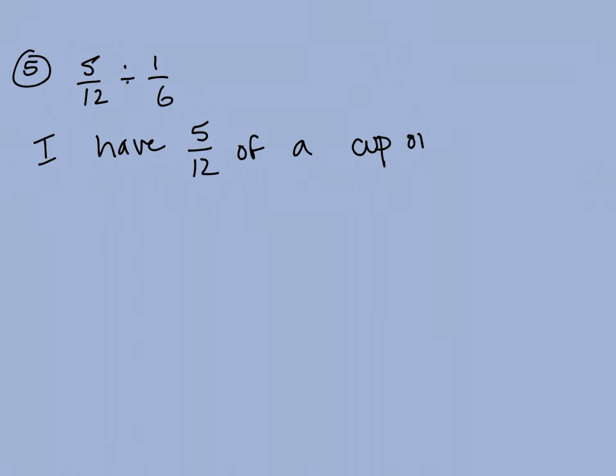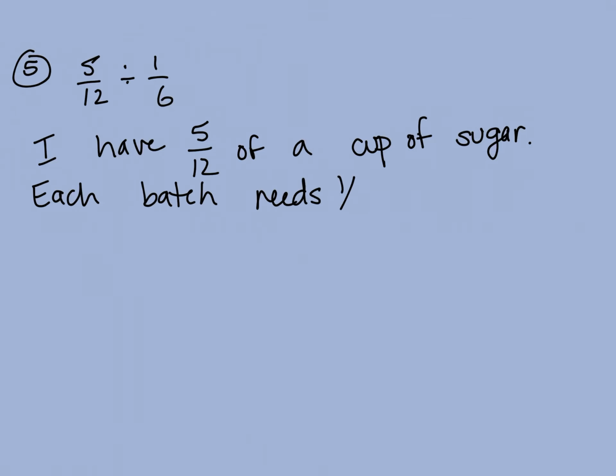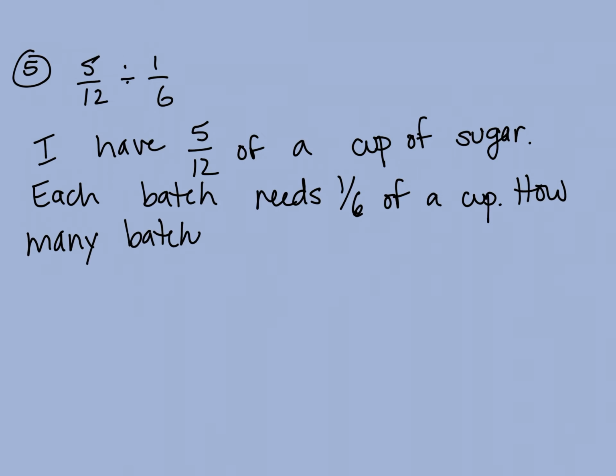For 5/12 divided by 1/6, we might say something about like making batches of cookie dough. I have 5/12 of a cup of sugar. Each batch needs 1/6 of a cup. How many batches, which means our groups, can I make?